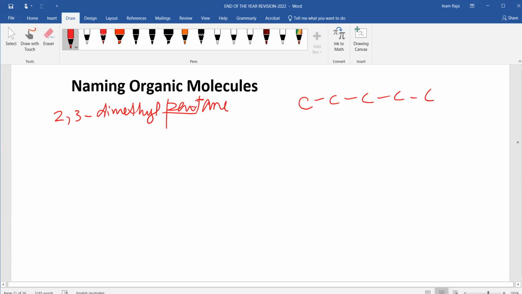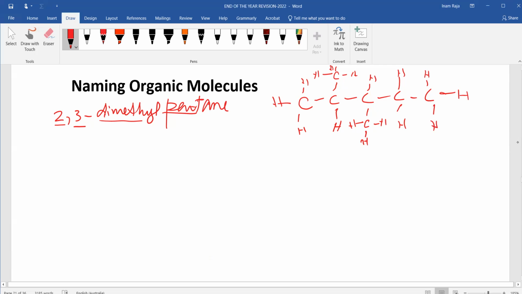Now, second, it says that on the second and third carbon you have a dimethyl group. So I'll draw CH3 on the second and third, and then the rest I'll just put hydrogen everywhere. That becomes 2,3-dimethyl pentane. Why is it called pentane? Because there are only single bonds. When there are only carbon-carbon single bonds present, it's an alkane.